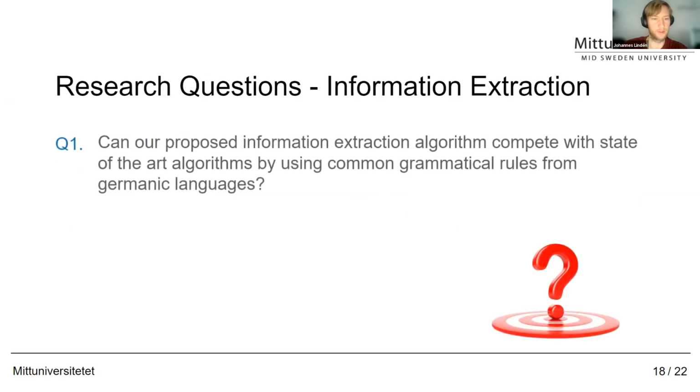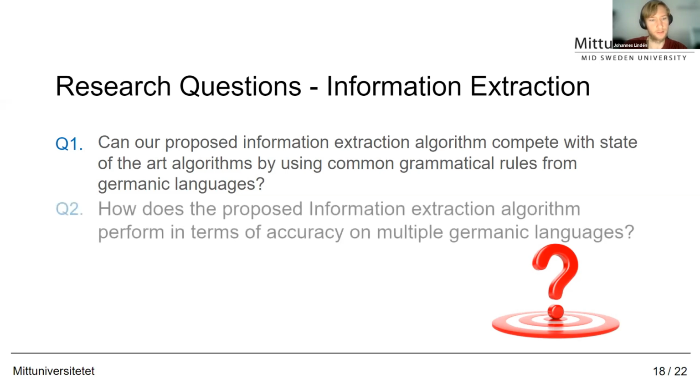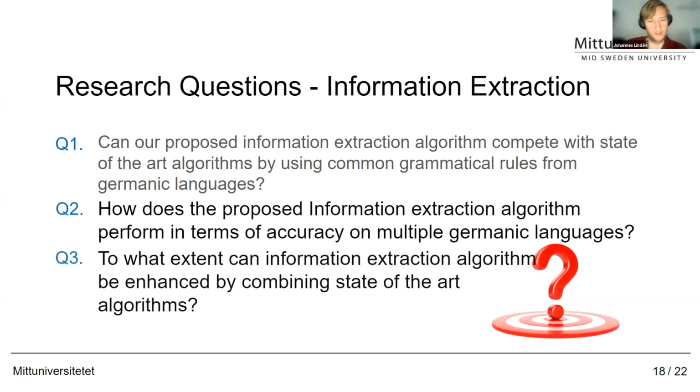So there is this question: can our proposed information extraction algorithm compete with the state-of-the-art algorithms by using common grammatical rules for Germanic languages, such as Swedish and English? Does the proposed information extraction algorithm perform well in terms of accuracy on multiple Germanic languages? So we evaluate that kind of metric as well. And to what extent can the information extraction algorithm be enhanced when we combine these three algorithms together? And maybe we find even more accurate predictions.